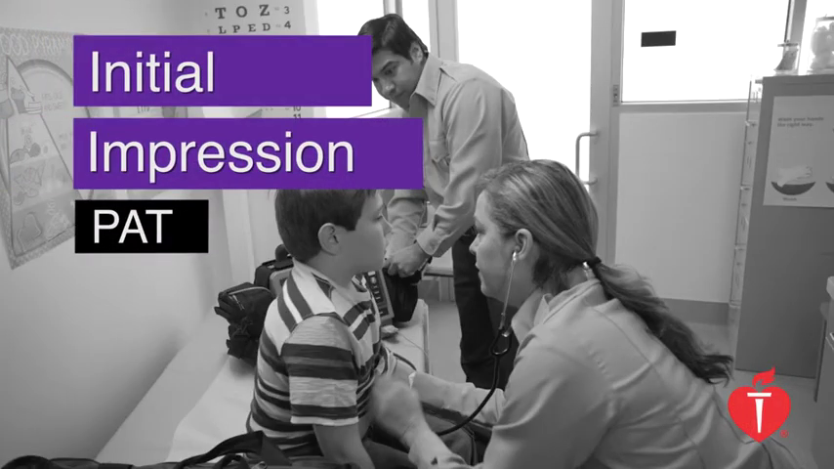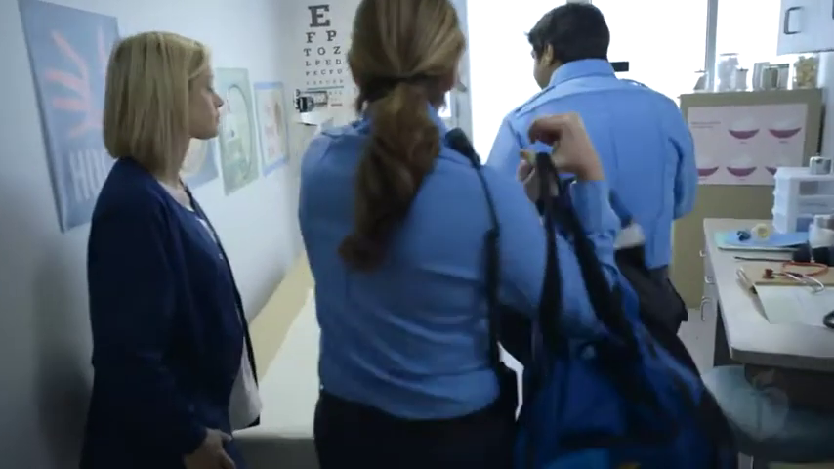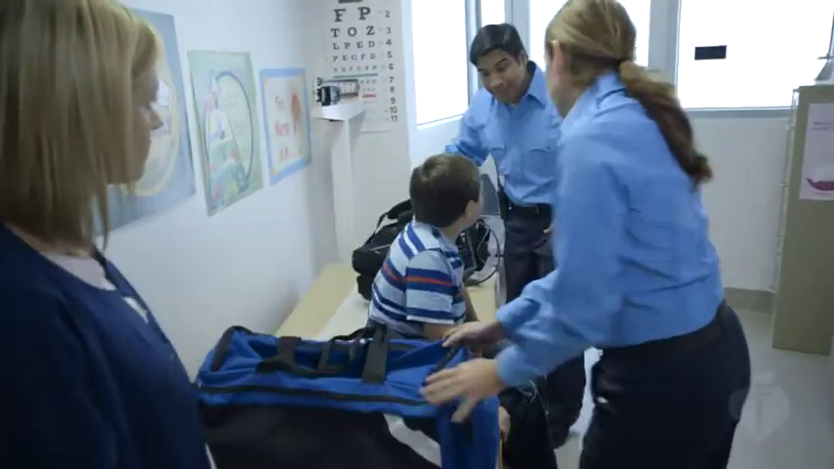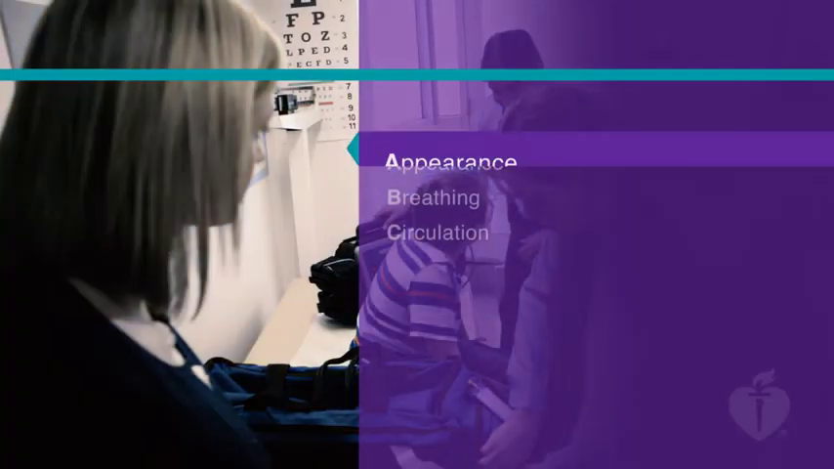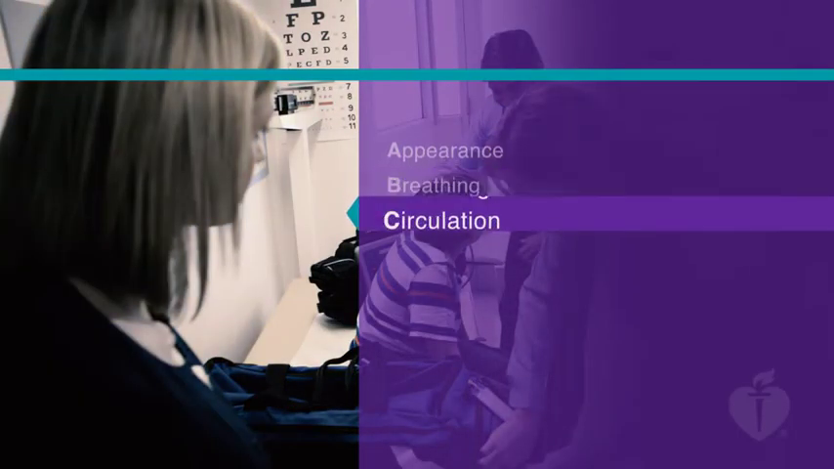The first step in the systematic approach is the initial impression. It's what you first see and hear when you immediately encounter the child before you touch the child. You'll quickly observe the child's appearance, breathing, and circulation. This will determine your next actions.